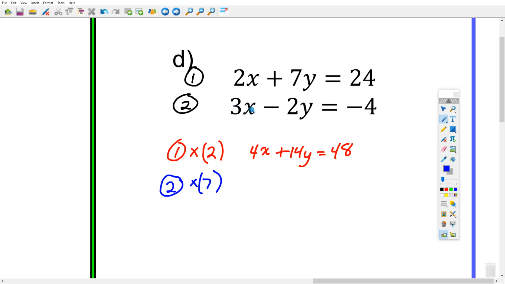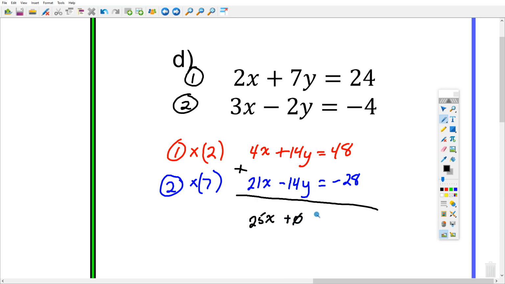So I'm doing 7, so 7 threes are 21, so that's 21x minus 14y, if I multiply this term by 7. Sorry, y, I think I said x. And then finally I have to multiply this by 7, so it's going to get me minus 28. So now the terms have the same absolute value or the same magnitude, and they are opposites. So we can add them together. When we do that, 4x plus 21x gets us 25x, and the y's cancel out, we get a 0. And over here, we're going to get just 20.